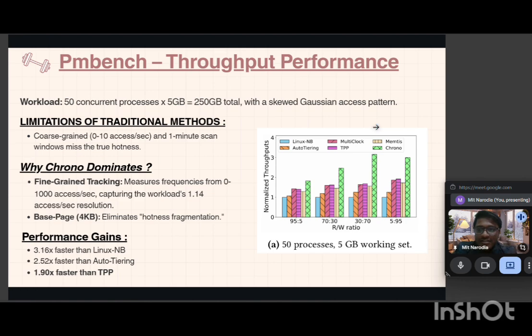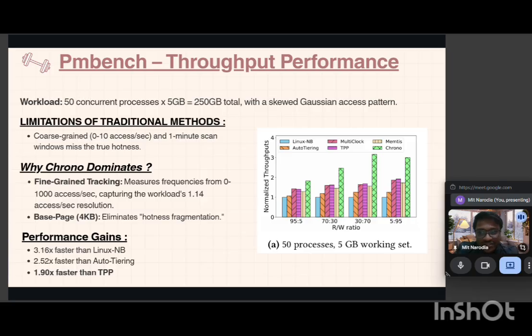Okay, let's look at the result. This is from PM Bench. The workload was a 250 GB test with a skewed pattern. By that I mean some pages are used a lot and most of the pages are used very little. Now look at the performance gain in the graph. Chrono was around 3.16 times faster than standard Linux. This is a 216% improvement, and it also beats all the other systems.